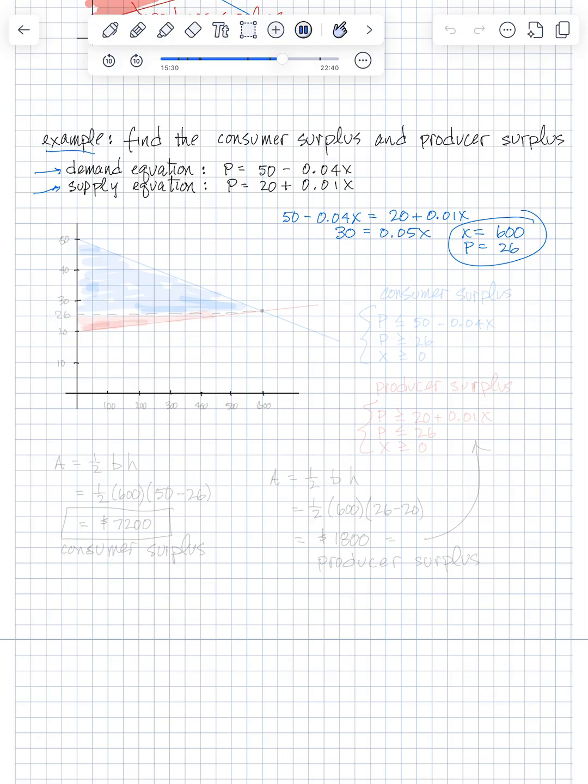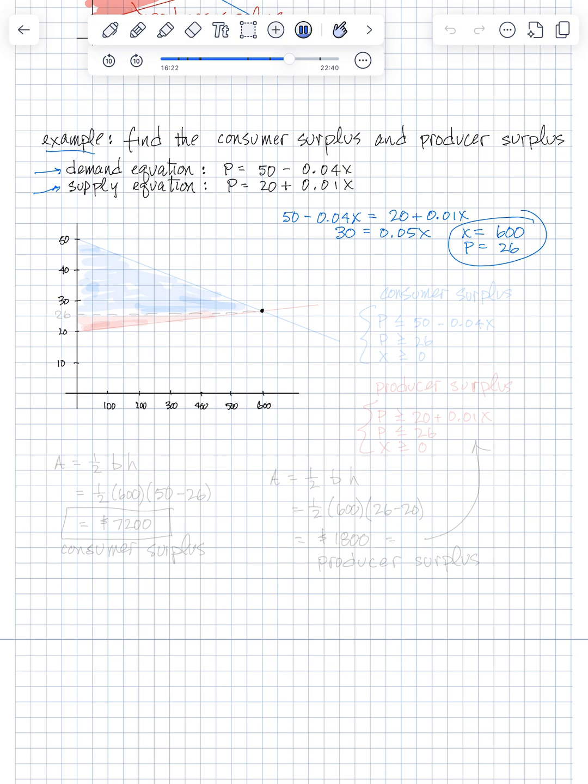Well, let's go ahead and put some scales on the axis here. So we want to go out to 600 on the x. So let's call this 100, 200, 300, 400, 500, 600, and on the y-axis we want to go up to 50: 10, 20, 30, 40, 50. So now we can plot x equals 600 and 26, so here's your equilibrium point right about there.